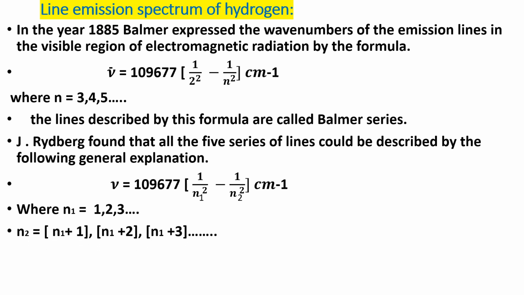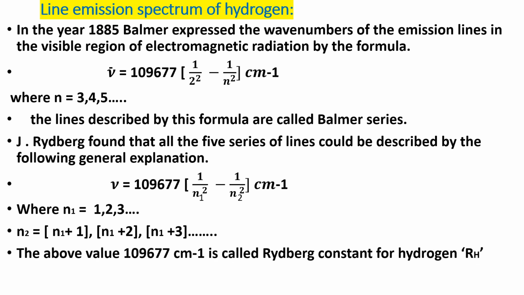Then n2 takes different values, that is n1 plus 1, n1 plus 2, n1 plus 3, and so on, since n1 is the constant. The above value, 109677 cm^-1, is called the Rydberg constant for hydrogen, that is R_H.